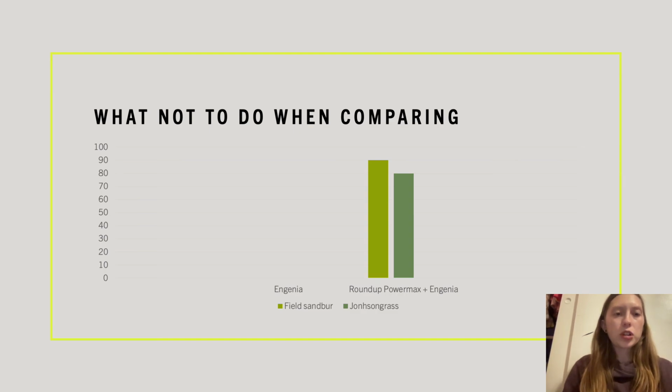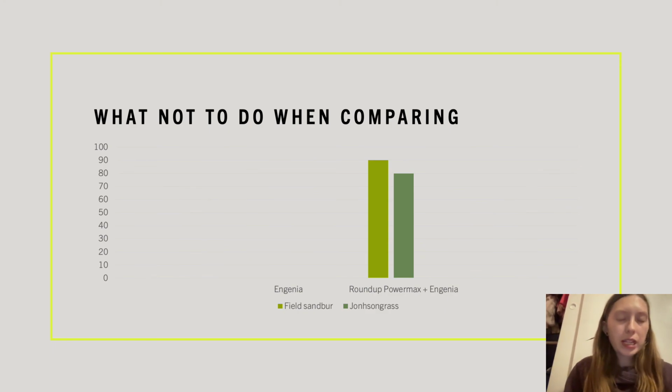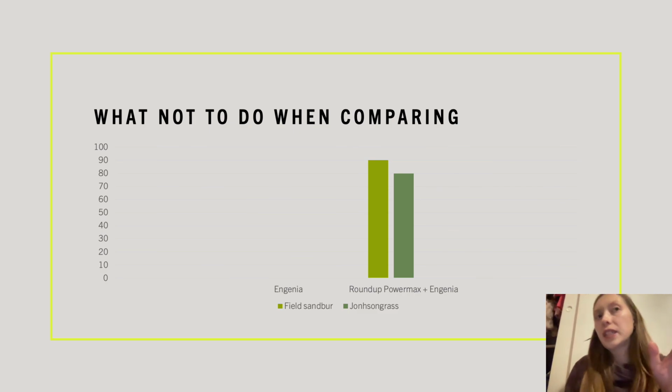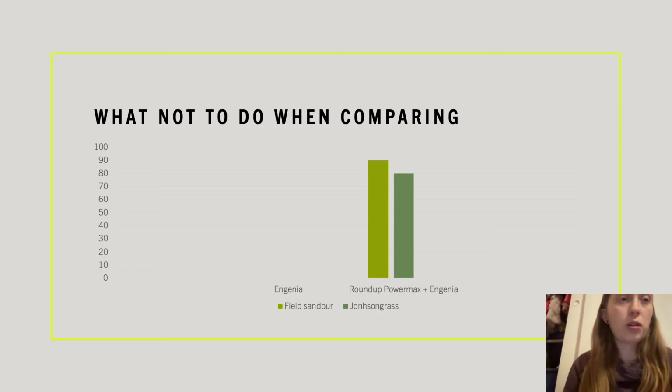Now, when we turn to look at this slide, this is an example of what not to do when comparing. So what we did here was we compared the Engenia with the Roundup PowerMax Plus Engenia. But what we did is we were looking at separate control groups when we were comparing these. So that makes it less effective. In that instance, if we're having different control groups, then say one that sees a lot of sun versus one that doesn't see very much sun at all.